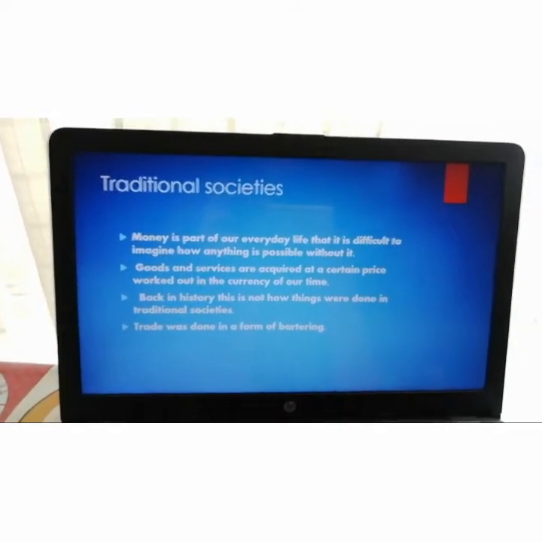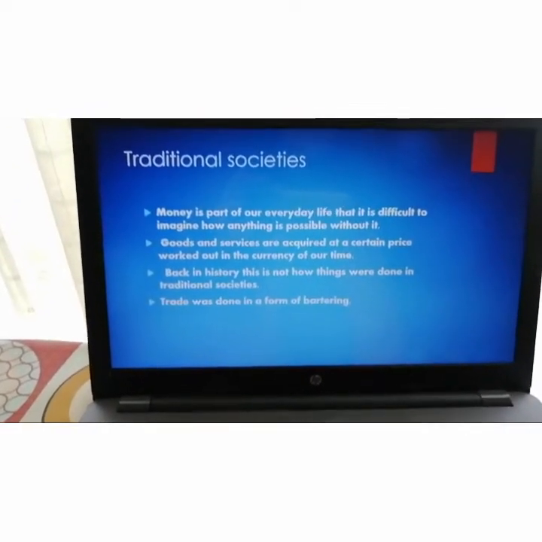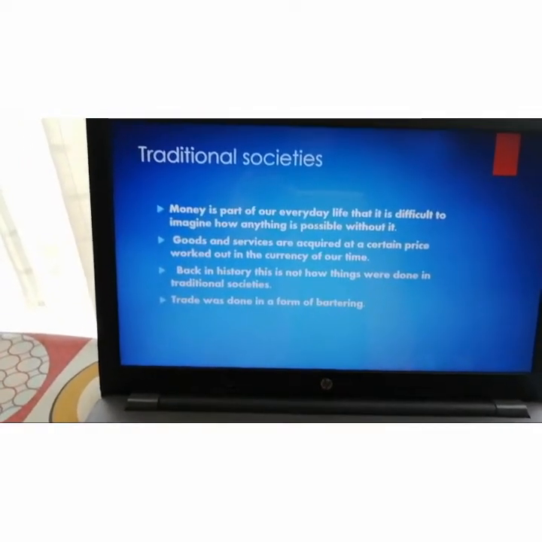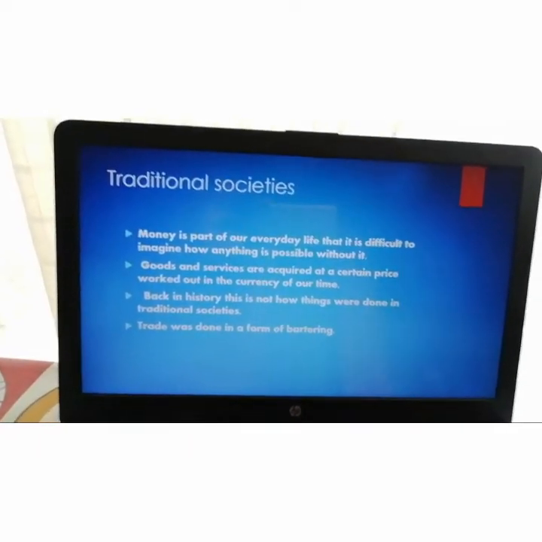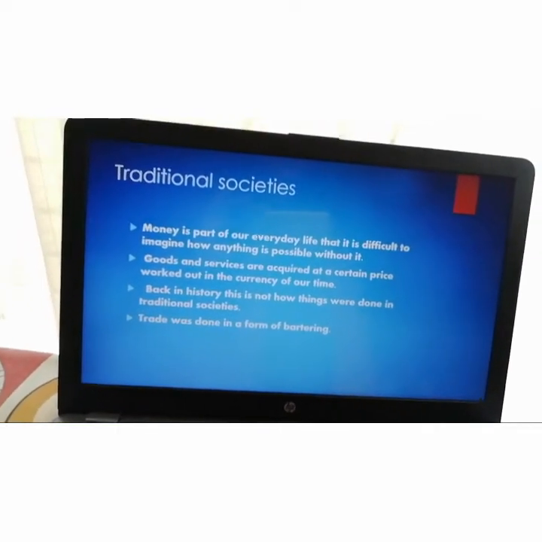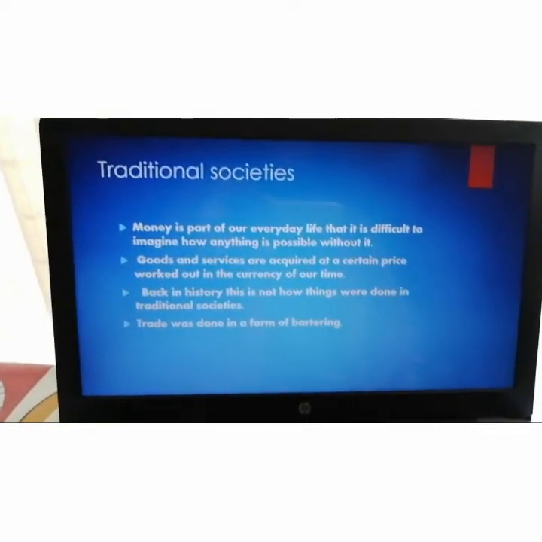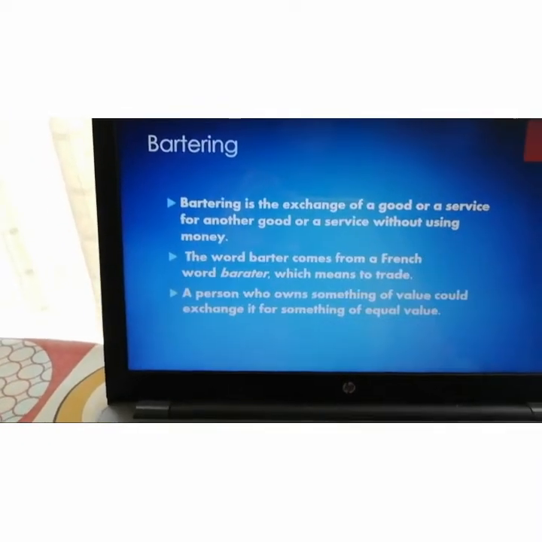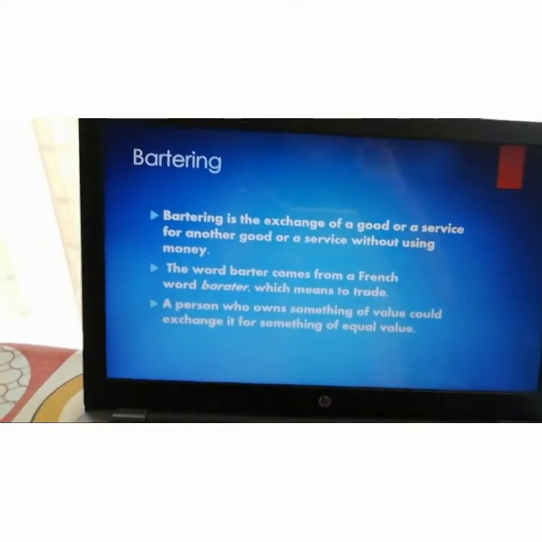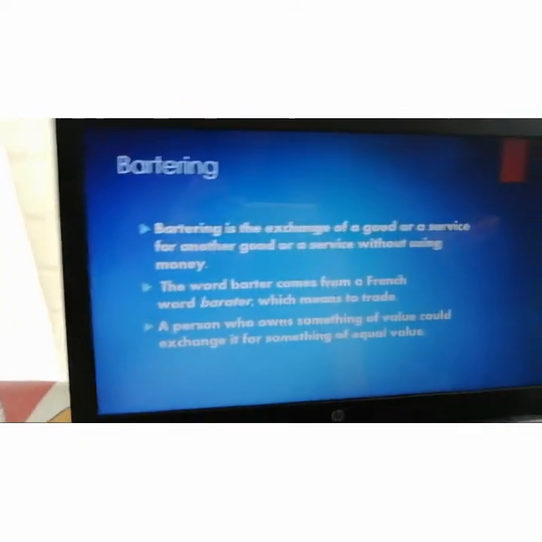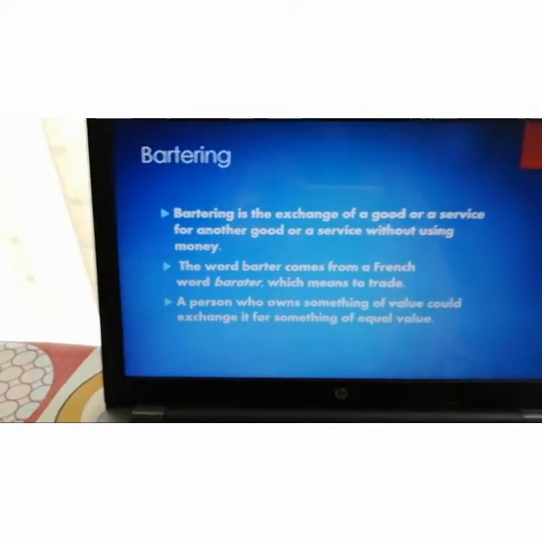Next, we go on to our traditional societies. As we know, money is a part of our everyday life and it's difficult to live without it. Goods and services are acquired at a certain price, worked out by the currency of our time. Back in history, this was not how things were done in the traditional societies. Trade was only done in the form of bartering. So we know what bartering is. Bartering is the exchange of goods and services for another good or service without using money. Does everybody understand so far? Is everybody on the same page as me? Okay, excellent.